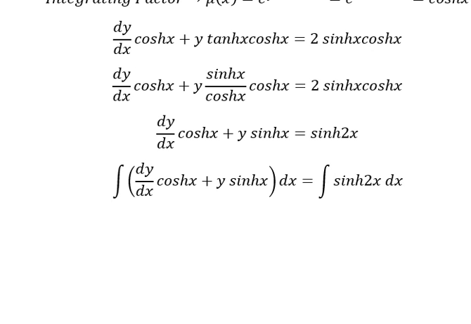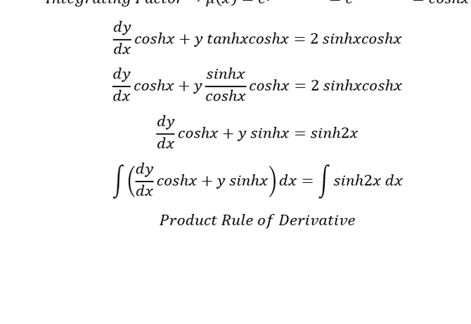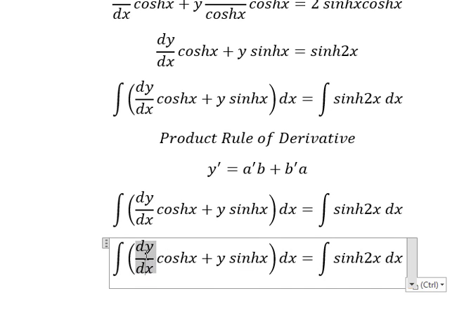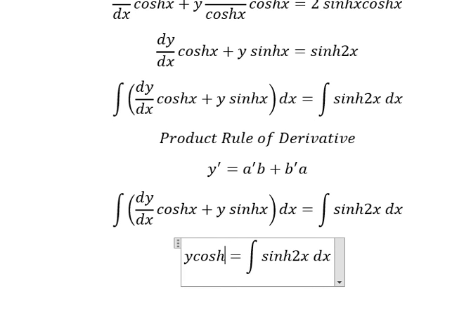So we can use the product rule of the derivative. So we have the first derivative of y equals the first derivative of a multiplied by b plus the first derivative of b multiplied by a. So we have the first derivative of a multiplied by b, and this one we have the first derivative of b multiplied by a. So the integration of this one, we have y cos x.